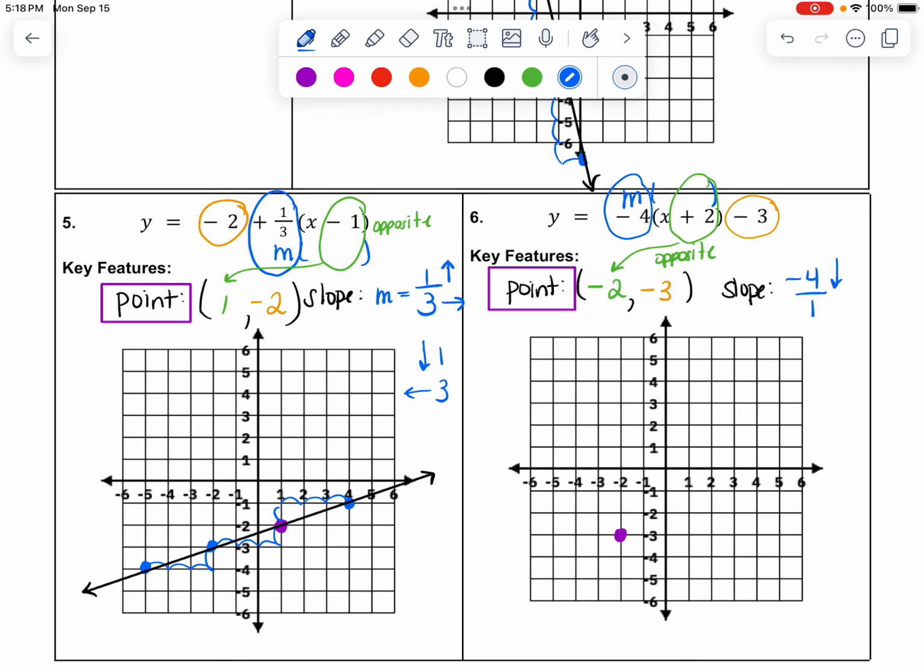So down 4, right 1. Well, there's not quite enough room for that, so I'm going to have to reverse myself and go up 4 and left 1. 1, 2, 3, 4, left 1. 1, 2, 3, 4, left 1. Then I'm going to draw my nice straight line.